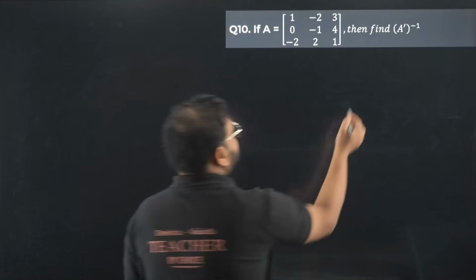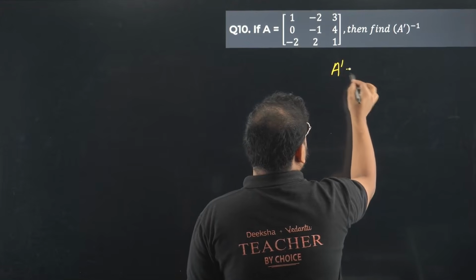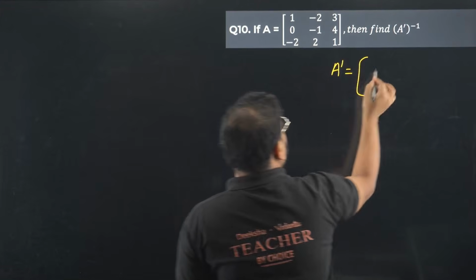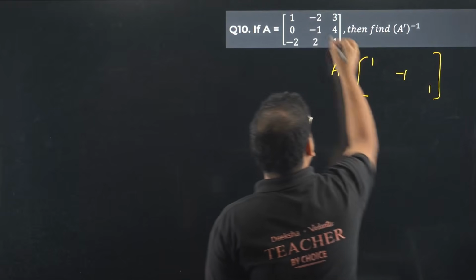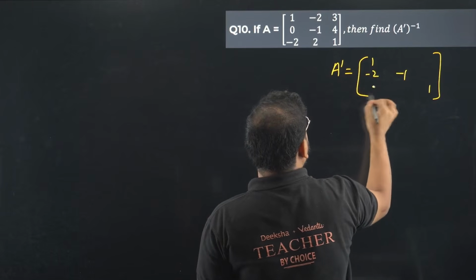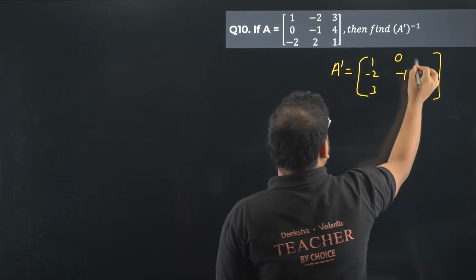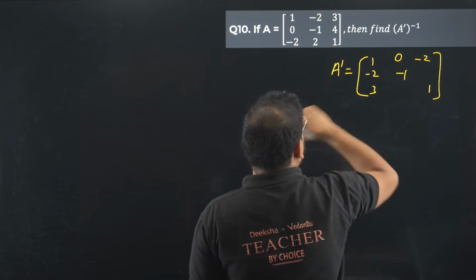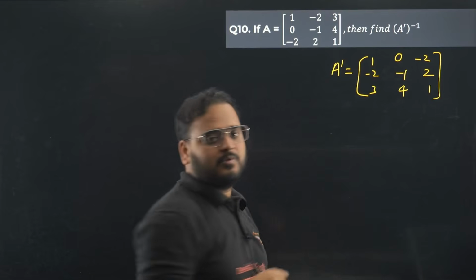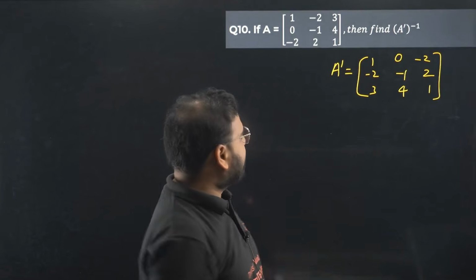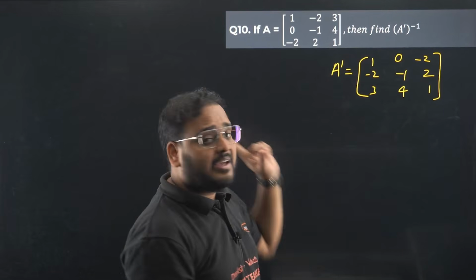Let's find A dash first. What is A dash, sir? I'll keep the diagonal as it is, so minus 1 and 1. Transpose means minus 2 will come here, 3 will come here, 0 and minus 2. And over here we'll have 4 and 2. I've taken the transpose, right? Now I have to find out the inverse of that.